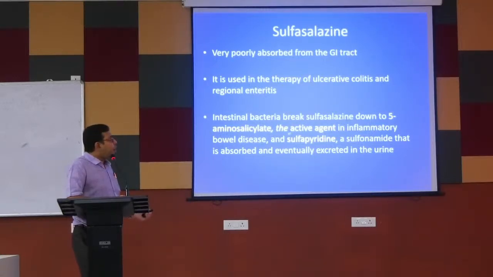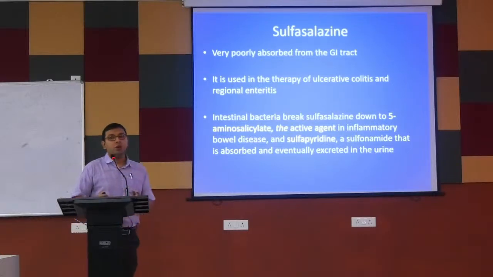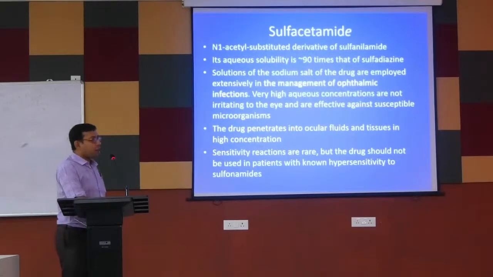Intestinal bacteria basically break sulfasalazine down to 5-aminosalicylate, the active agent in inflammatory bowel disease, and sulfapyridine. Sulfapyridine is a sulfonamide that is absorbed and eventually excreted into urine. So basically, these are the breakdown agents, 5-aminosalicylate and sulfapyridine, and by this sulfasalazine acts.